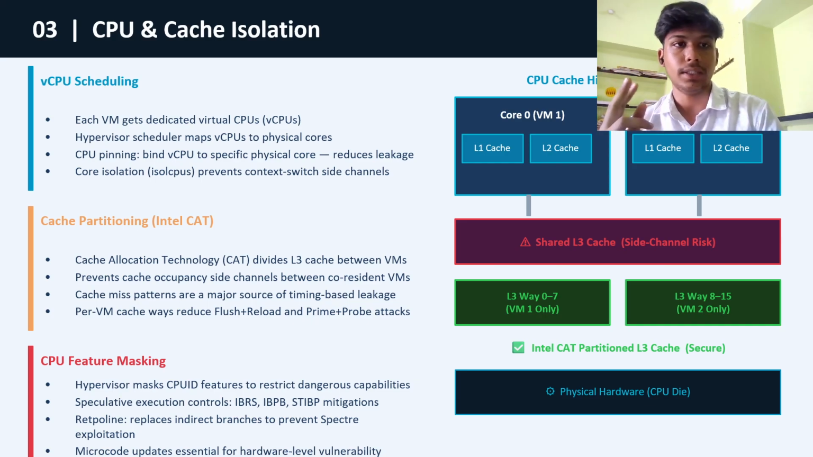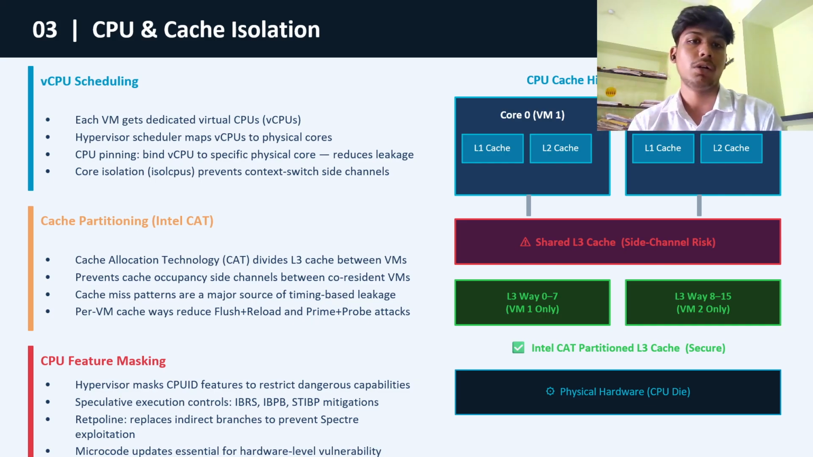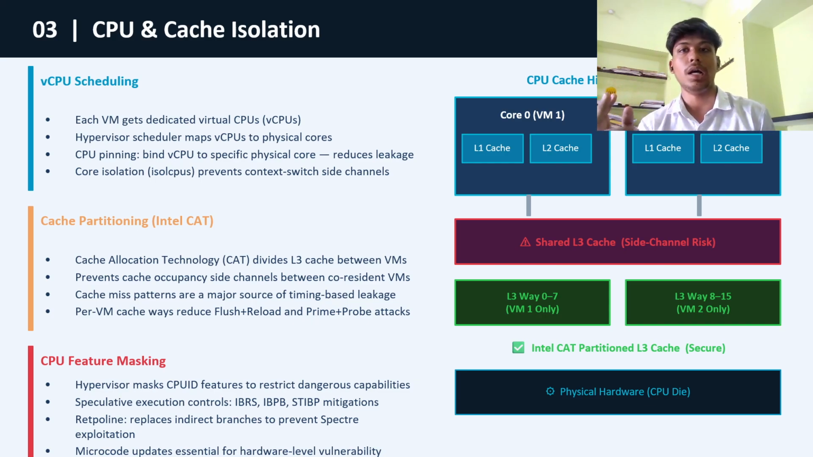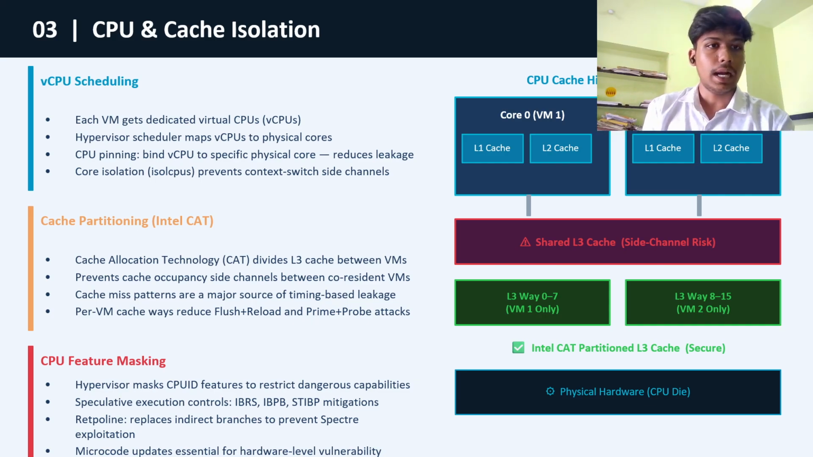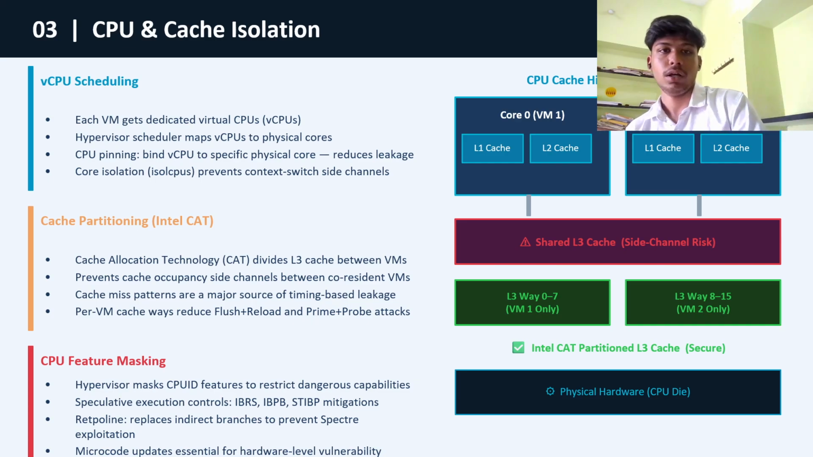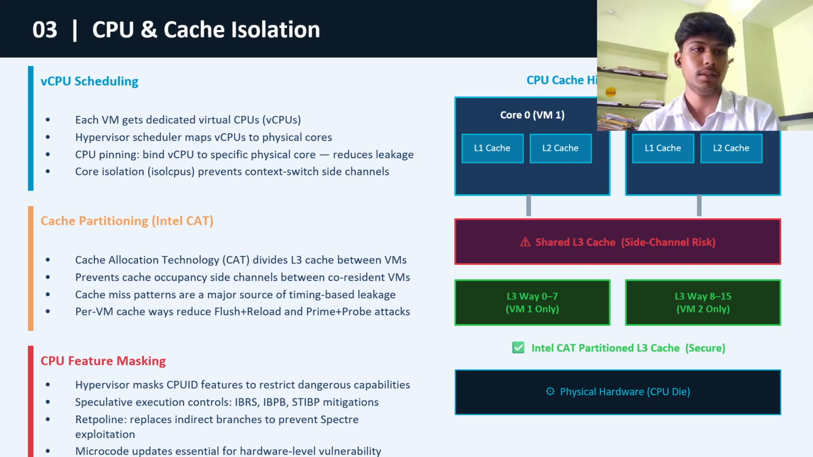The L3 cache, the large shared cache on a CPU, is shared between all the cores. This means different VMs running on different cores are using the same L3 cache. Attackers can exploit this by measuring the cache time, how fast or how slow accesses are, to infer what another VM is doing. This is the basis of Flush+Reload and Prime+Probe attacks.